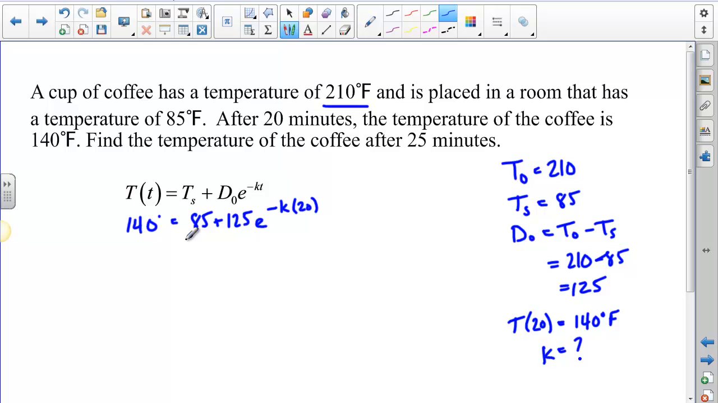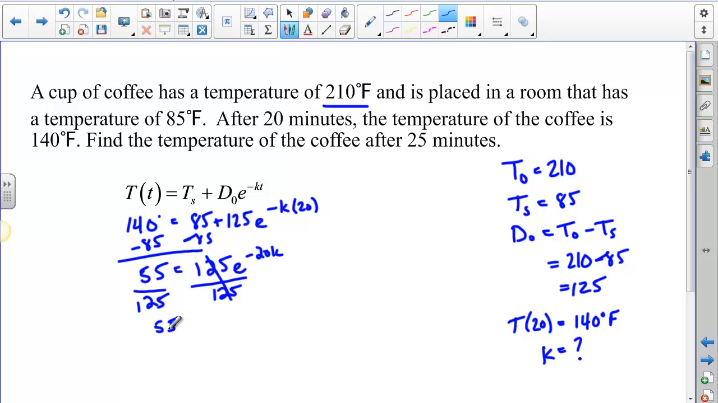To do that, I subtract 85 from both sides, giving me 55 over here on the left equals 125 e to the negative 20k. So divide both sides by 125, thus canceling that out there. I know this reduces, 55 over 125, but I'm going to keep it as is, because if it doesn't reduce nicely, we're going to really want to make sure to keep it as is. So I'm just going to keep it like that.